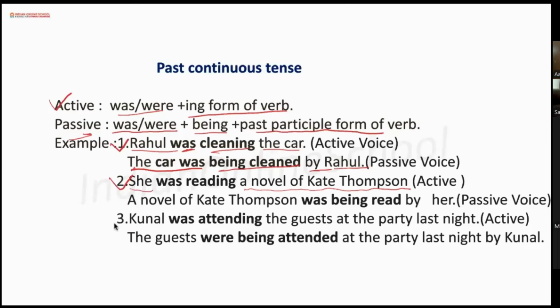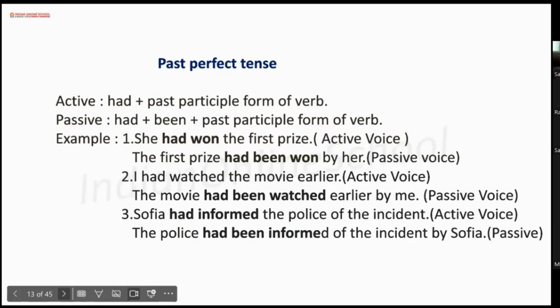Now, Adi, can you please read the third example for me? Kunal was attending the guests at the party last night. Very good. Here, Kunal is the subject, was attending is the verb, and the guests is the object. Okay. So when you convert this sentence into passive voice, which one becomes the subject? The switching rule comes, and the guests become the subject, and Kunal becomes the object. Very good. And was attending will be changed to were being attended.